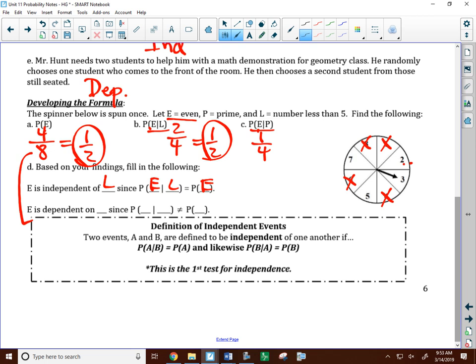What I like to think of with this is I look at that and I think of just crossing off L. Don't actually cross it off right now, but if I cross that off, it's just probability of E equals probability of E. It didn't matter that we were in L, we still got the same result. And the next one, we're comparing E with prime, even with prime. They're different numbers. If you get different numbers, they're dependent. So you can say E is dependent on P, the prime, since the probability of E given P is not equal to the probability of E.